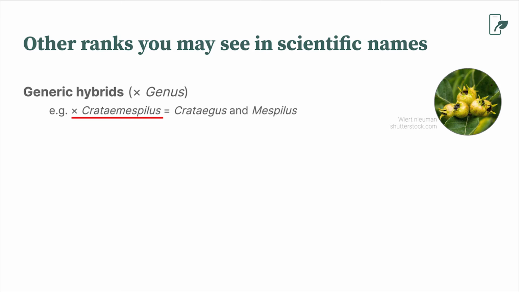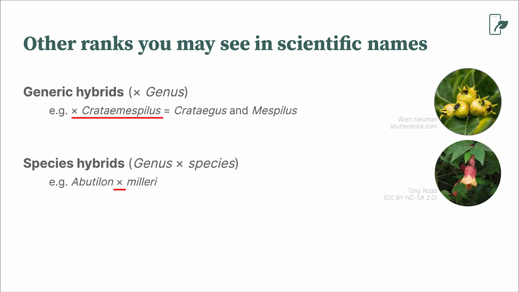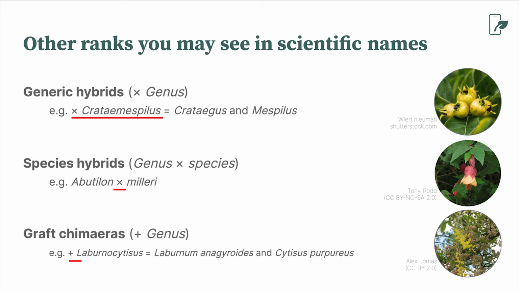But a good question. The other thing is a species hybrid. Here, the previous ones are hybrids between two genera, but sometimes you get two species that can hybridize. This is denoted by an X in the middle of that scientific name. And finally, another example, which is fairly rare, but you still might come across it, is a graft chimera, which is denoted by a plus.